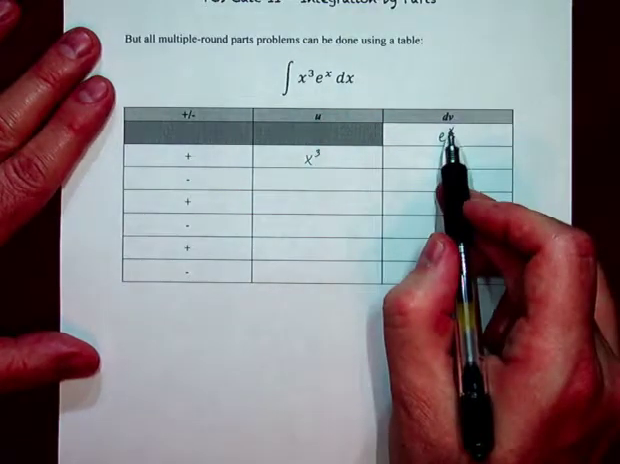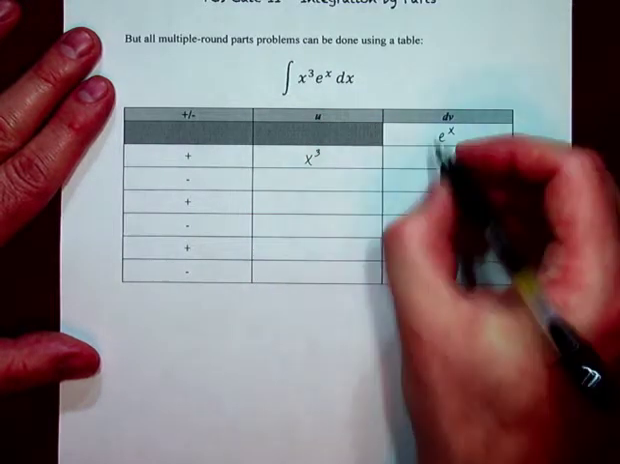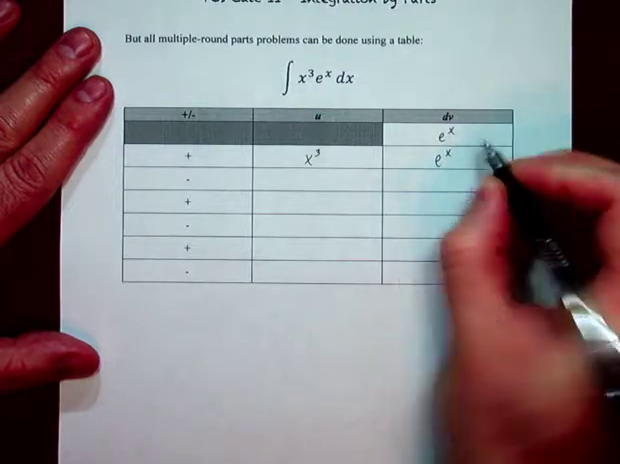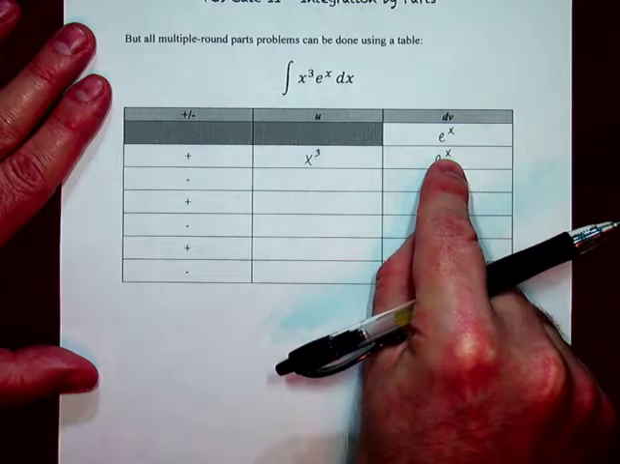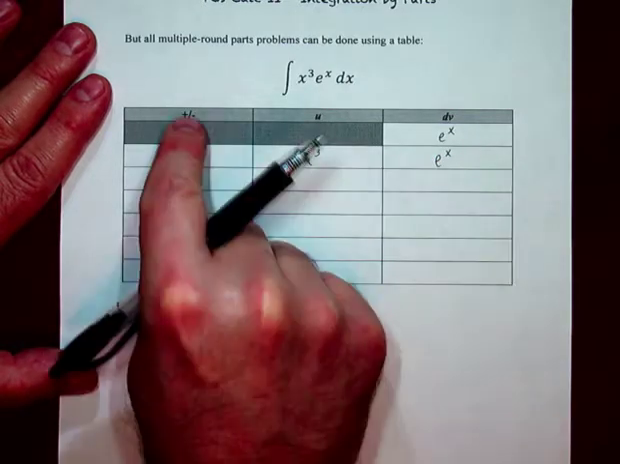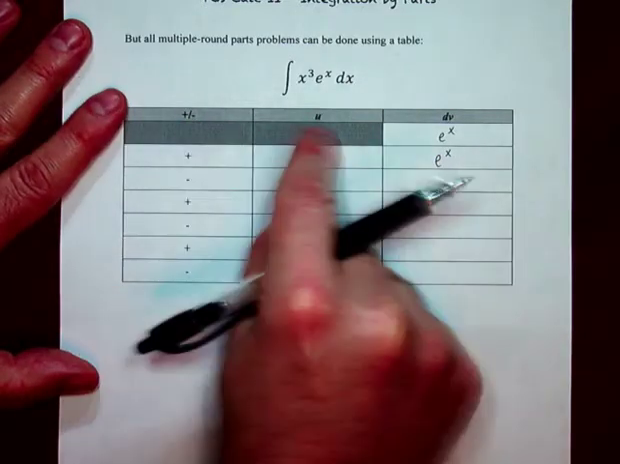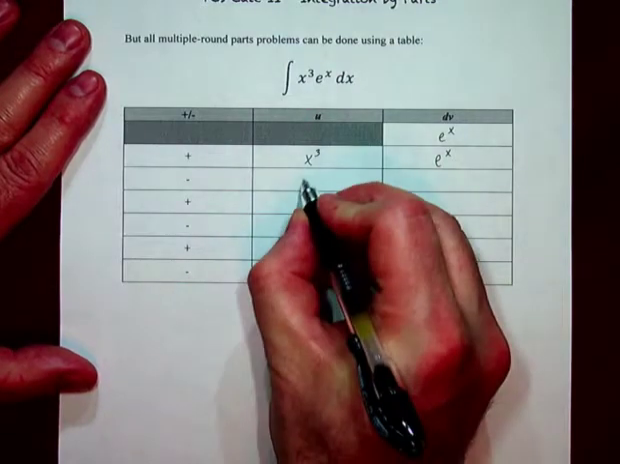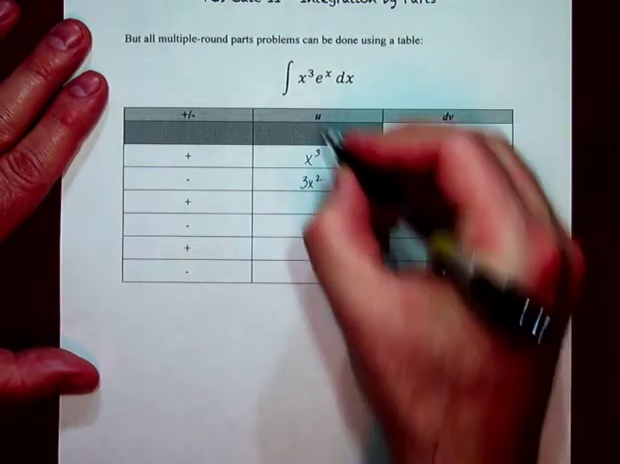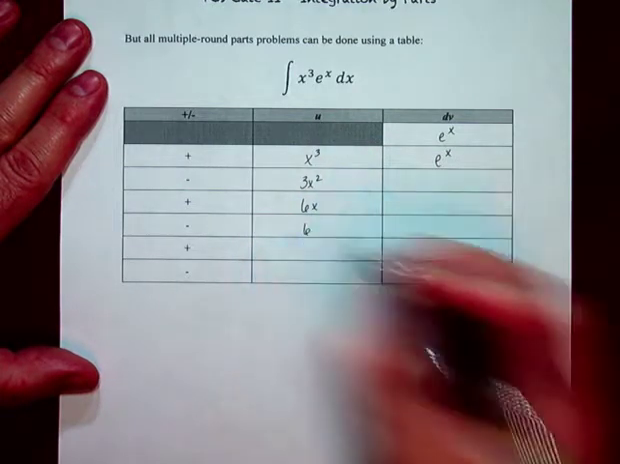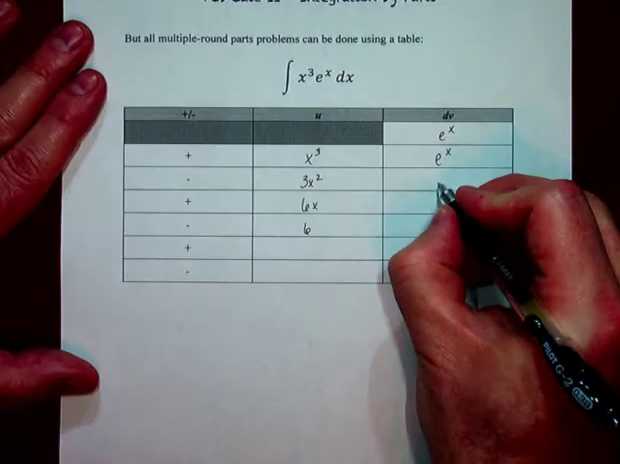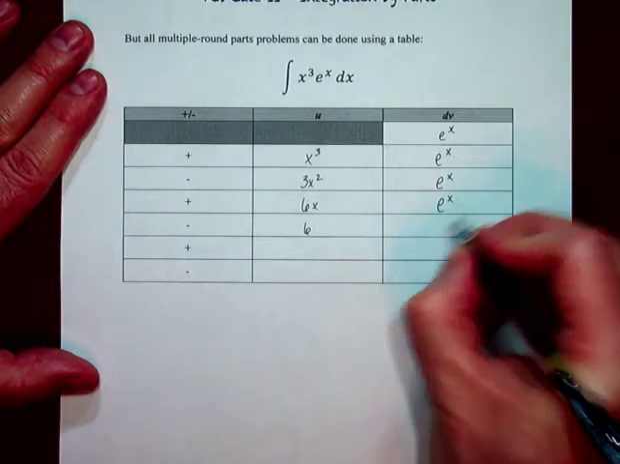But because this is dv and this is u, we need to actually do one round of anti-differentiation to have uv. That's why these two blocks are sort of shaded out. And this becomes 3x squared. So under u, you just take the derivative of each round. And under dv, you take the antiderivative.